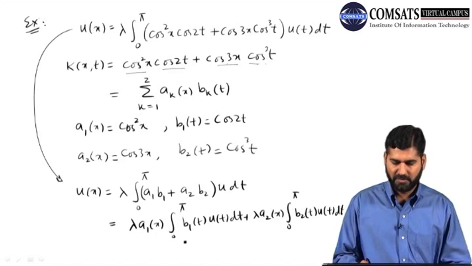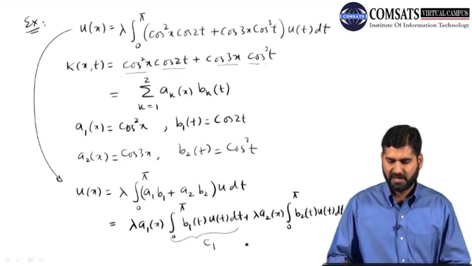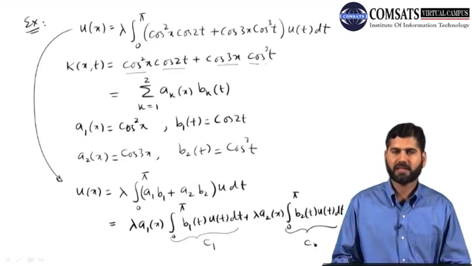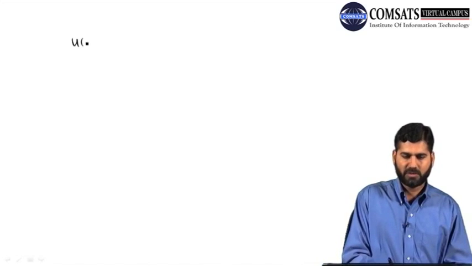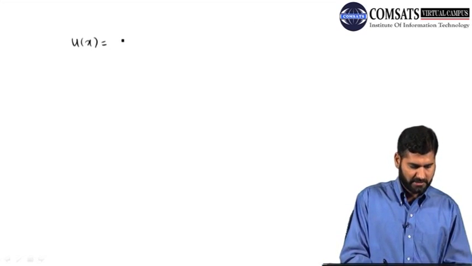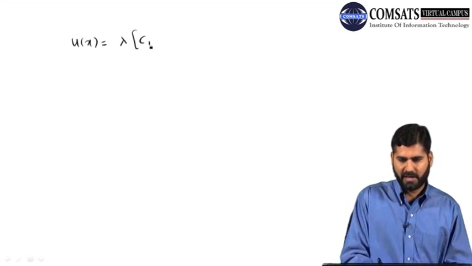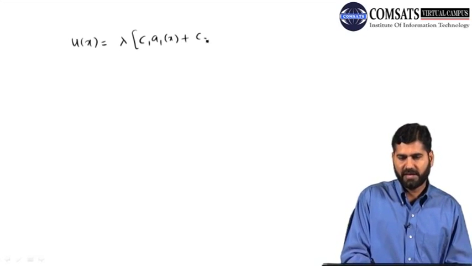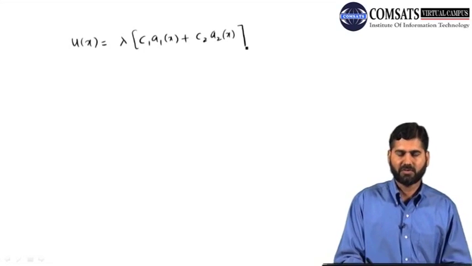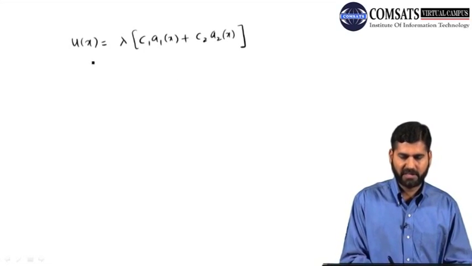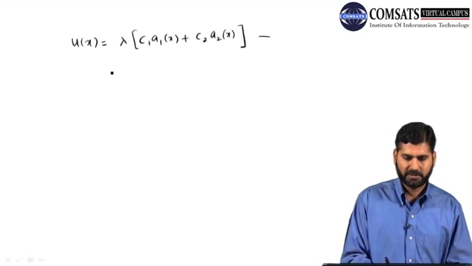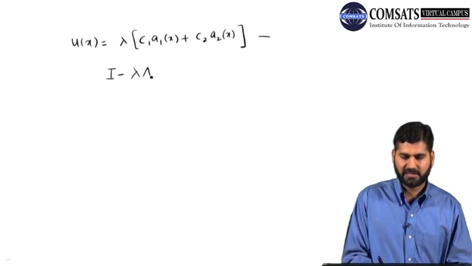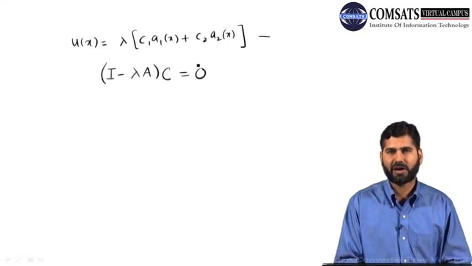So we call this one b1 ut as c1 and b2 ut as c2, right? This is what we write. So what you got is ux is equal to lambda times c1 a1x plus c2 a2x, right? This is what you got. So what will be a11, a12, everything here? From here, your system of linear equations is (I minus lambda A) c equal to 0, right? Because the right hand side is 0, there is no f of x here.